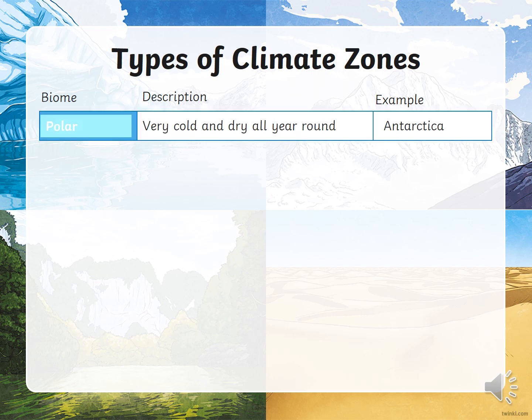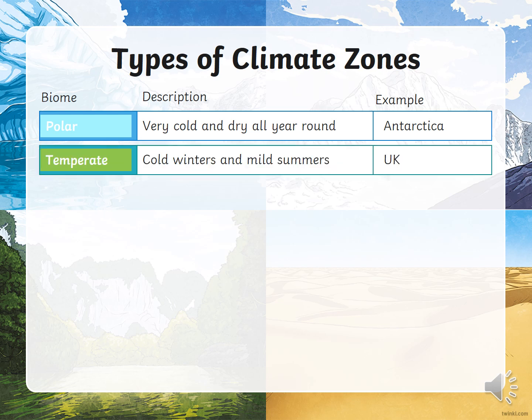So at the North and South Pole, these are the polar biomes, and it's very cold and dry all year round. So for example, Antarctica is a polar climate zone. Now it's interesting, it's very dry as well, which you might not expect, but actually Antarctica is one of the biggest deserts in the world because it's a polar desert and it doesn't get a lot of rainfall. It's very dry.